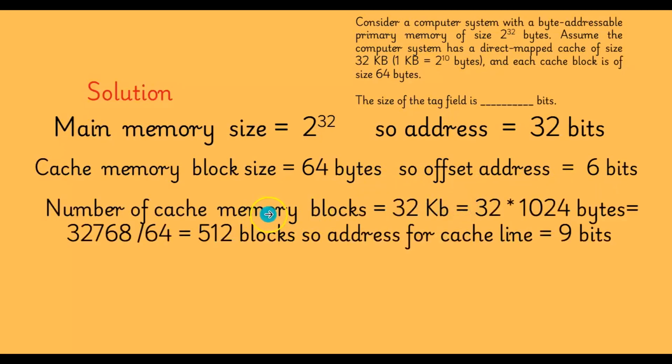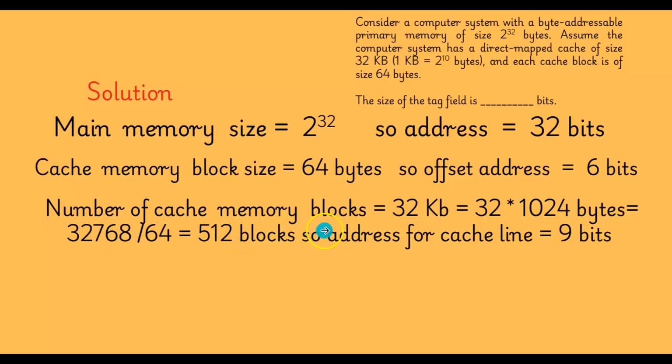Now the cache memory blocks, how many blocks are there? The size is 32 kilobytes. 32 kilobytes means 32 into 1024 bytes, which is equal to 32,768. It is already given that each block is of 64 bytes. So the number of blocks will be 32,768 divided by 64, that is 512 blocks. So the address for cache line, that is to access the particular block, that is the index length, is 9 bits. Why is it 9 bits? Because 2 to the power of 9 is equal to 512.